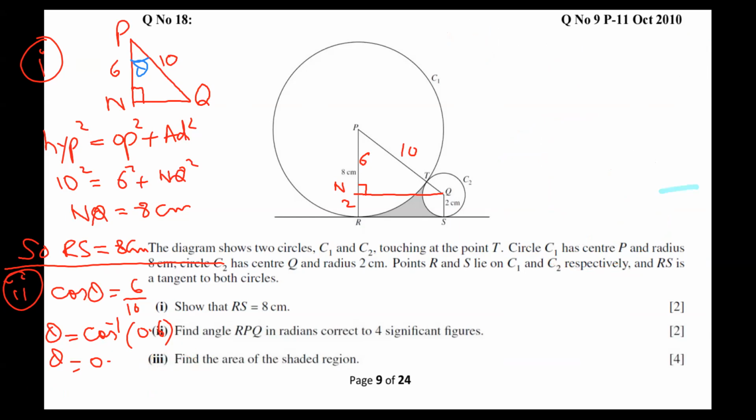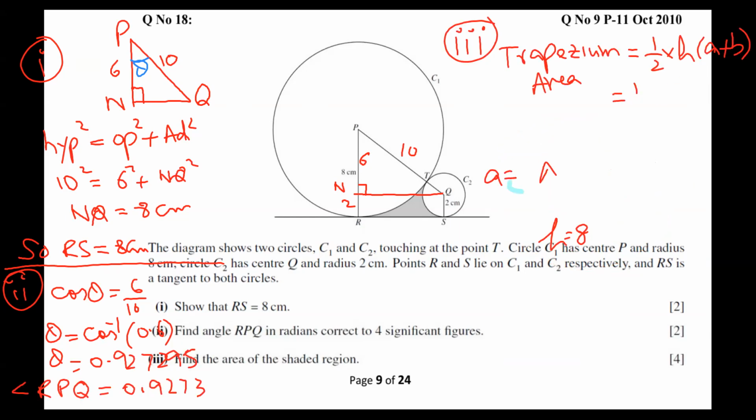So I think I'm close to my trapezium area answer. Okay, so this is a 10, times 8, we get 40. So 40 centimeter square, we got the answer for the trapezium area.